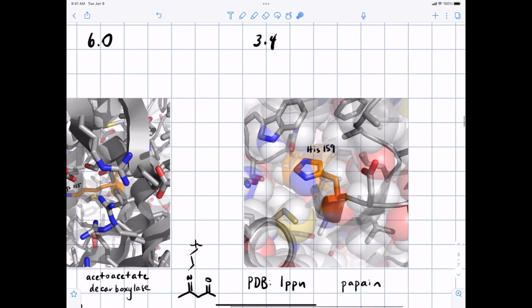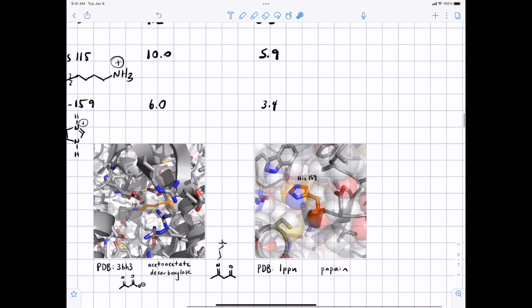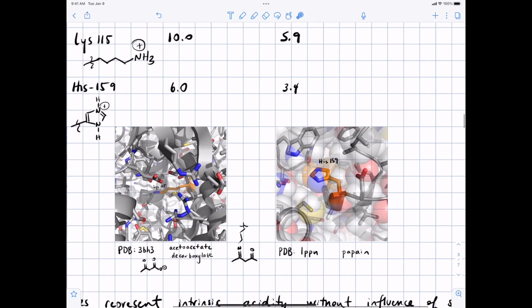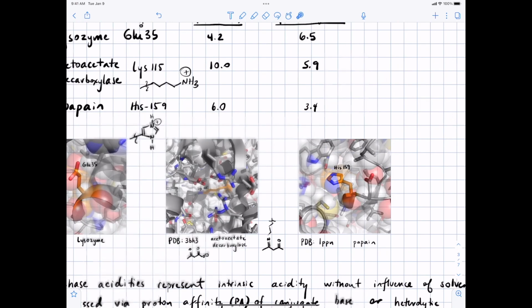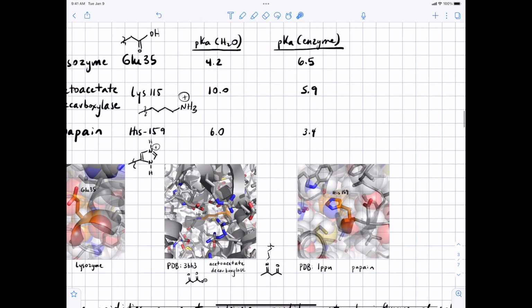And then lastly, here's the histidine in papain, and in this case, histidine needs to act as a base. So you want to stabilize histidinium, but in a nonpolar environment in the enzyme active site, it's much more favorable for histidine to exist in its non-protonated imidazole form, and so it becomes a much better base in the interior of the protein. All right.